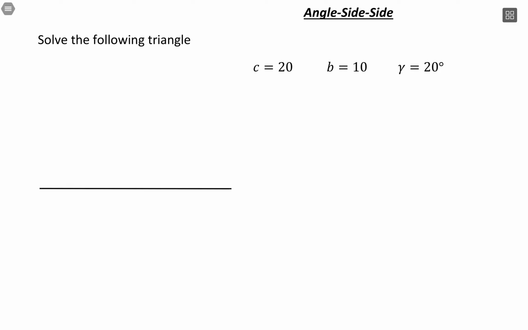So I'm just going to draw a flat side, and then what we have is 20 degrees, and a side length of 10. Maybe something like this. So that'll be gamma of 20 degrees. We have b of 10, so that's what we have here. And then I want to draw this side length of 20 over here.